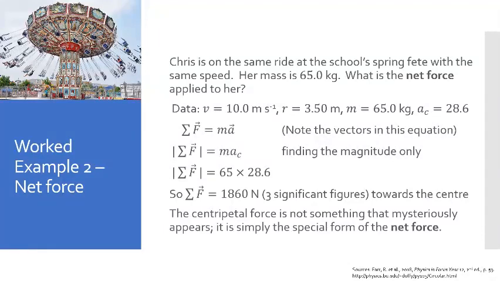The centripetal force is not something that just mysteriously appears whenever things go in a circle, but it's a special form of the net force. If you look at the picture, what is pulling on each of those chairs that a person is in is the tension in the chain holding the chair, and that's at an angle, and also the weight downwards due to the person in the chair. We cannot physically see or find a force that points to the center, but it's the resultant force of those two, the tension and the weight.